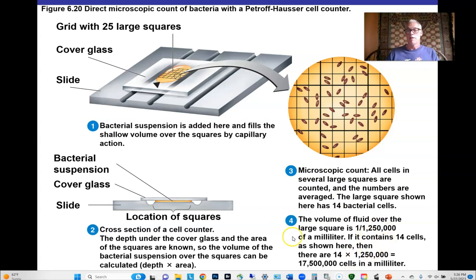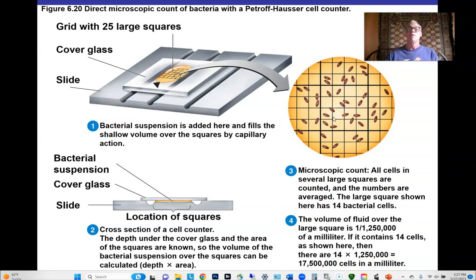And then, to find out how many cells per mil we originally had, we might multiply that by some value, whatever fraction of a mil each one of these little squares represents, maybe times 50,000 or whatever, to get back to our original. In this case, they're saying that the volume of fluid over one large square is 1/1,250,000th of a milliliter. So we're going to multiply 14 times 1,250,000. And our original sample would have had 17,500,000 cells per mil if this is what we saw in the slide.